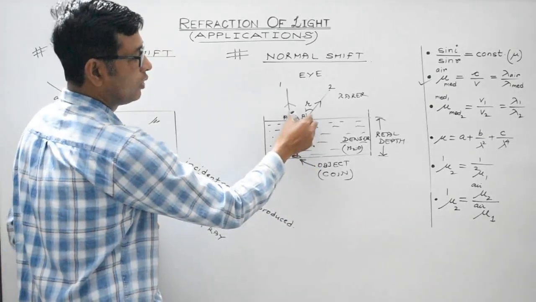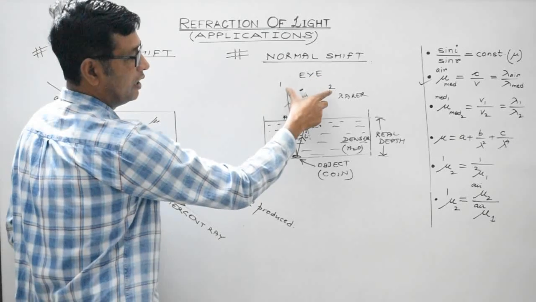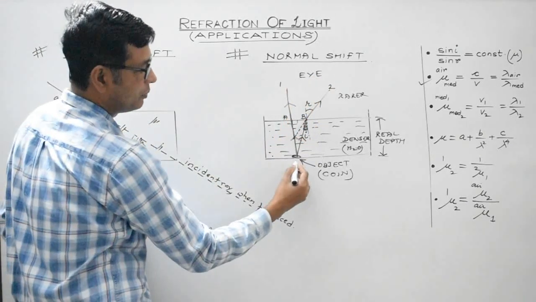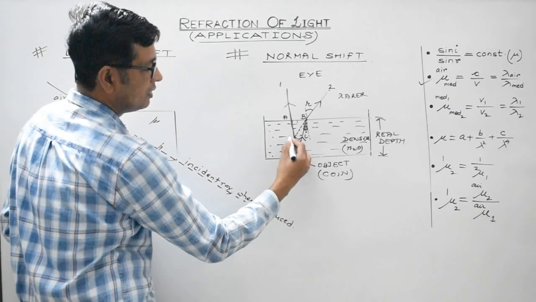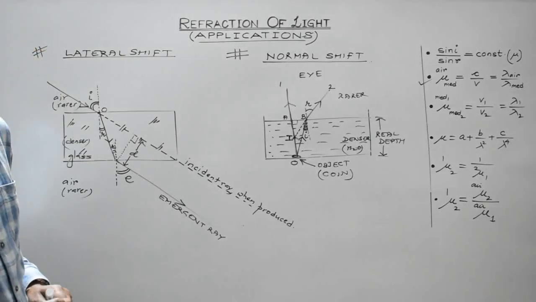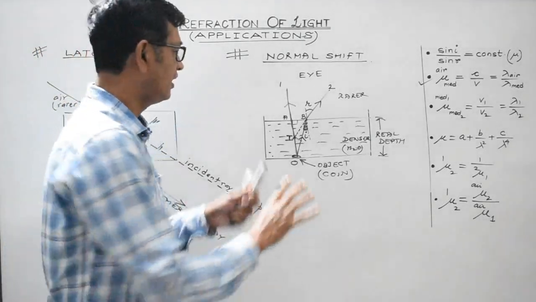So, when these two rays enter the retina of the eye, it will appear as if these two rays are coming from a point somewhere over here. So, this being the object, and here its image will be formed. Look, this is the ray diagram, right?